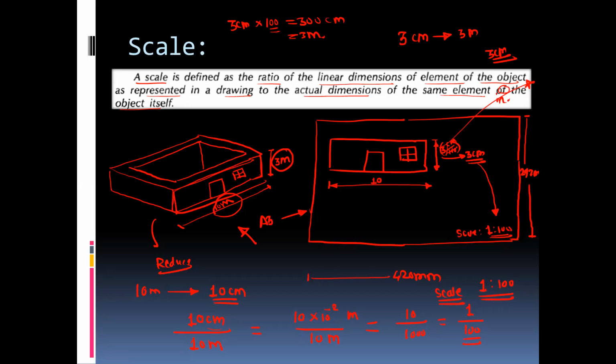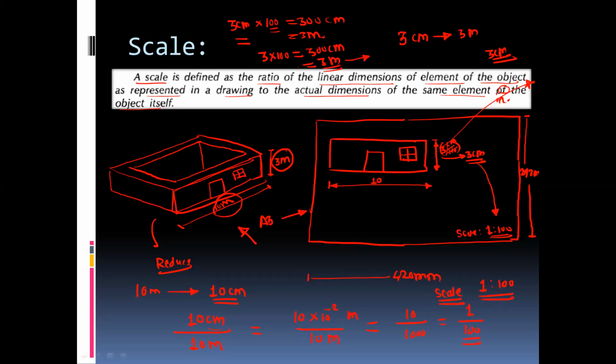So this is 1:100. So we need to multiply this 3 centimeter by this scale, that is equal to 100. And therefore we will get 3 centimeter into 100, that is equal to 300 centimeter, and that is equal to 3 meter. So this is the actual height.